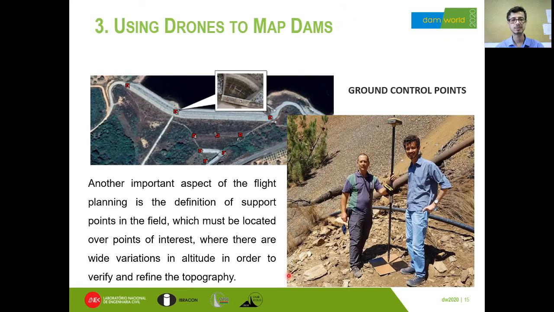Another important aspect of the flight plan is the definition of support points in the field, which must be located over points of interest, where there is wide variation in altitude, in order to verify and refine the topography and verify the precision of the map. We used a GPS Hyper 2 with base and rover and 9 targets that were distributed on the crest and downstream slope.